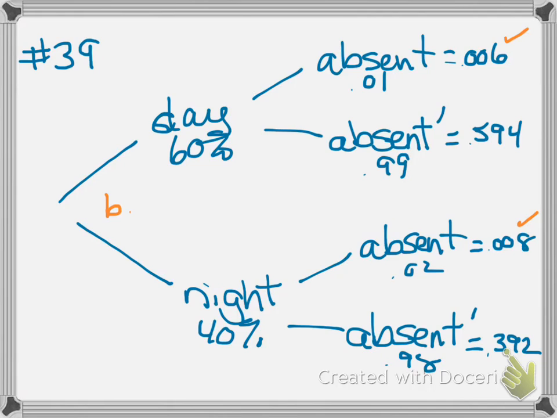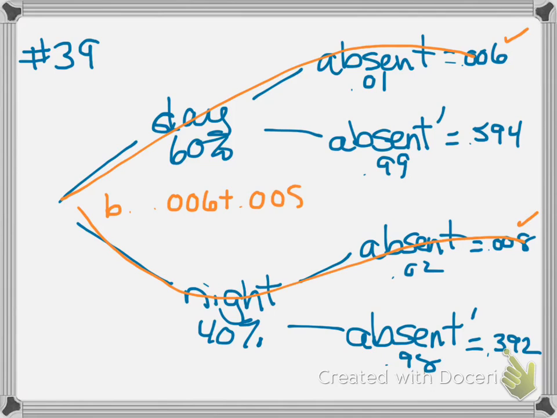Okay, so that means that I could be this way or I could be this, correct? And whenever we say or, what do you do? You add. So it's going to be 0.006 plus 0.008, which gives me 0.014 or 1.4%. All right.